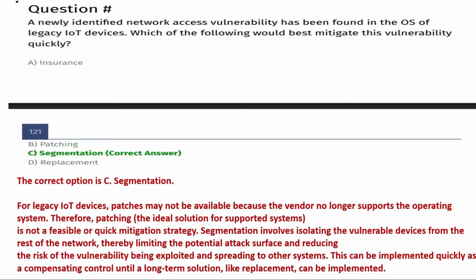For legacy IoT devices, patches may not be available because the vendor no longer supports the operating system. Therefore, patching, the ideal solution for supported systems, is not a feasible quick mitigation strategy. Segmentation involves isolating the vulnerable devices from the rest of the network, thereby limiting the potential attack surface and reducing the risk of the vulnerability being exploited and spreading to other systems. This can be implemented quickly as a compensating control until a long-term solution like replacement can be implemented. So that's why the correct answer for this question is option C, segmentation. So let's move to the next question.